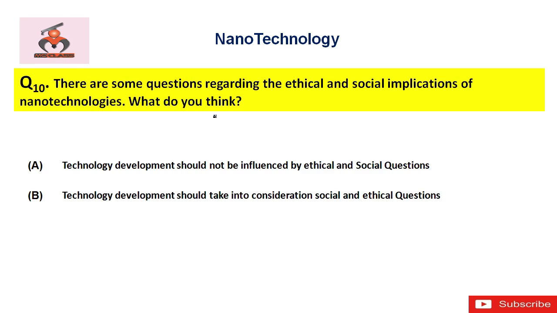The last question is about the ethical and social implications of nanotechnology. Option A is given: technology development should be influenced by ethical and social questions. So technology development should take into consideration social and ethical questions. Whenever you are developing a technology, we should take into consideration society as well as the ethics of the people who are working and the people for whom you are making the product.